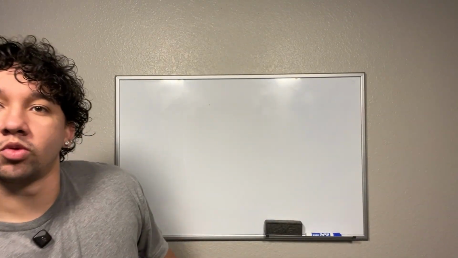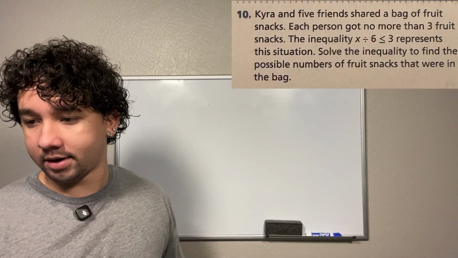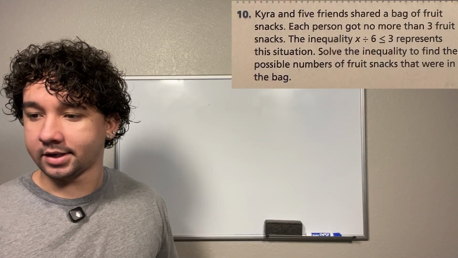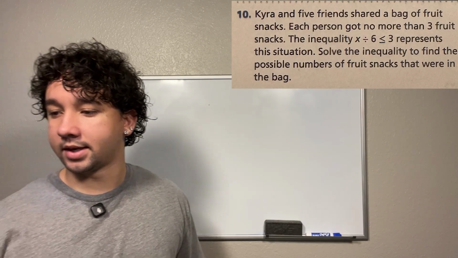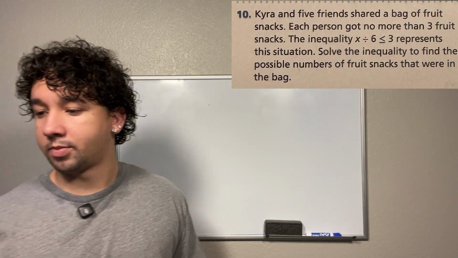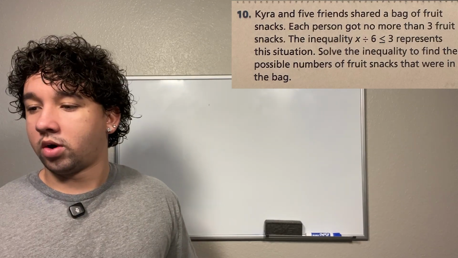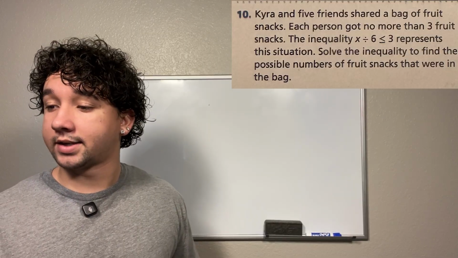All right, I got some word problems for you guys. It says Kira and 5 friends shared a bag of fruit snacks. Each person got no more than 3 fruit snacks. The inequality x divided by 6 is less than or equal to 3 represents this situation. Solve the inequality to find the possible number of fruit snacks that were in the bag.